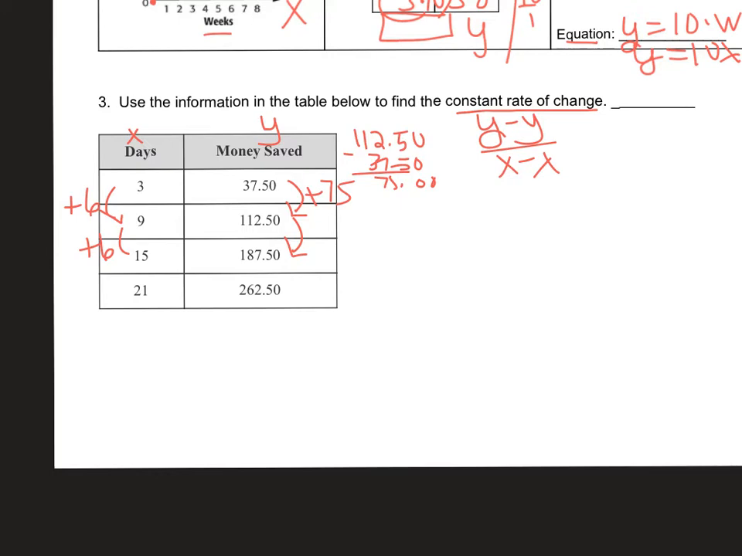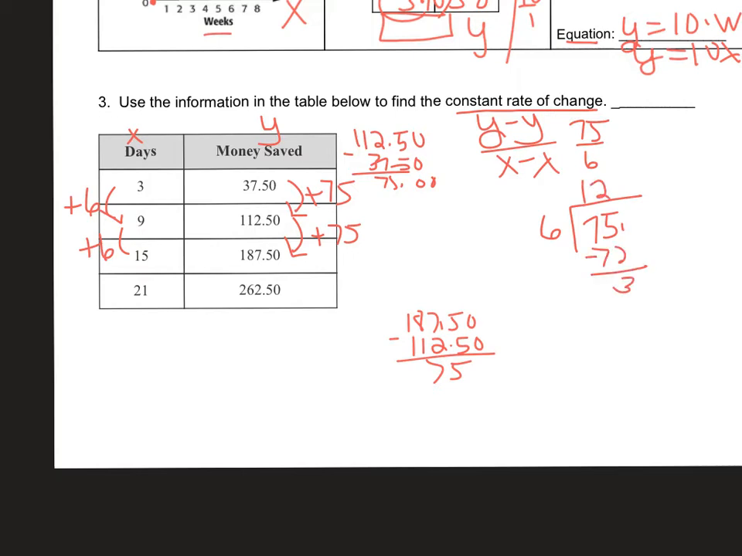Let me check the next one. Again, I can subtract the 187.50 minus the 112.50, and that too is going to give me 75. So I see that my constant rate of change is 75 over 6. Let's divide that and see how much money is being saved every single day. If I take 75 and divide that by 6, that leaves me with $12.50. So my constant rate of change is 12.5.